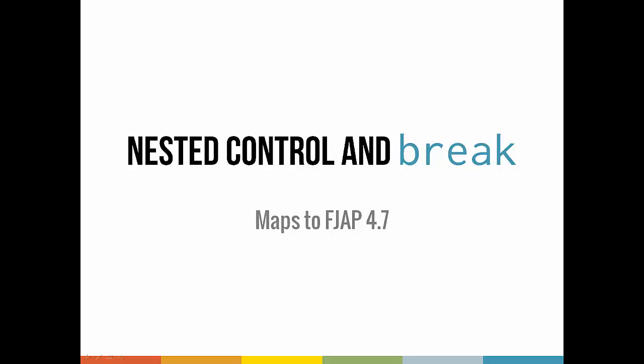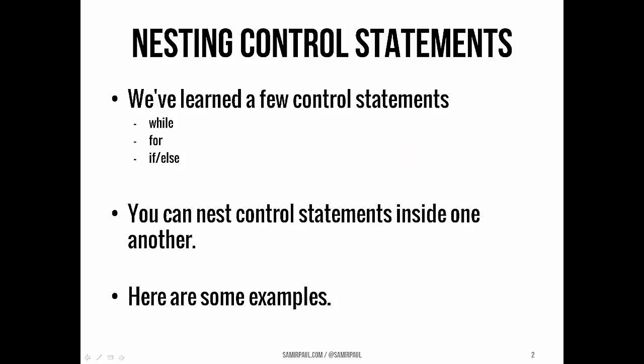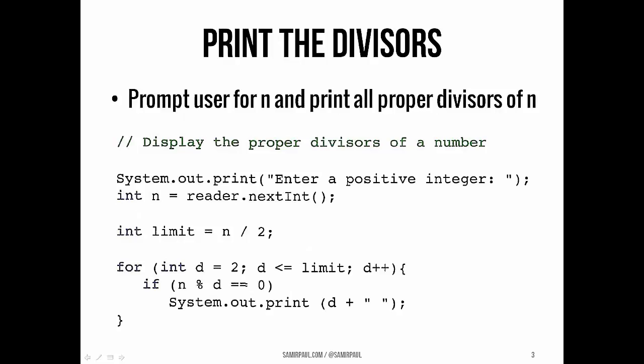We've touched so far a bunch of different types of control statements. We've looked at while loops, we've looked at for loops, we've looked at if-else constructs. In your problem set, you looked at switch statements. The big idea today is that we can put these control statements inside one another. We can nest them. So we're going to look at a couple of examples today, and hopefully they'll be somewhat illuminating. Here's a first example.